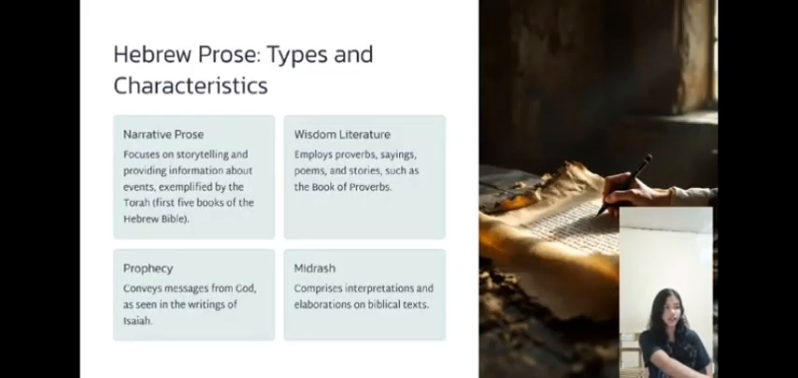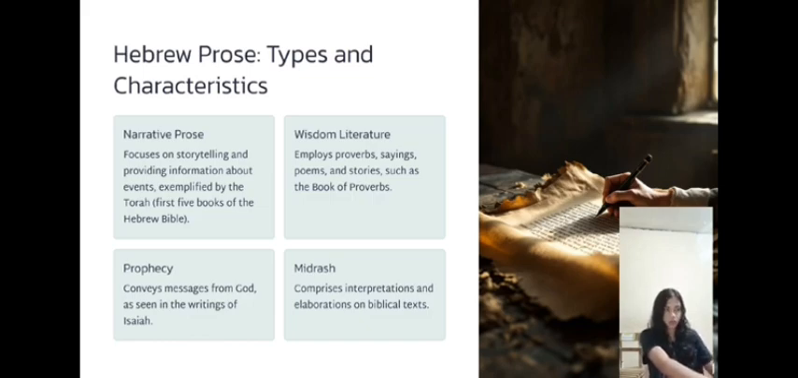So, first is narrative prose. It focuses on storytelling and providing information about events. For example, the Torah. The Torah is the first 5 books in the Hebrew Bible, from Genesis to Deuteronomy. If you read them, you will see that they are mostly events in life, right? Creation, oh, yes.